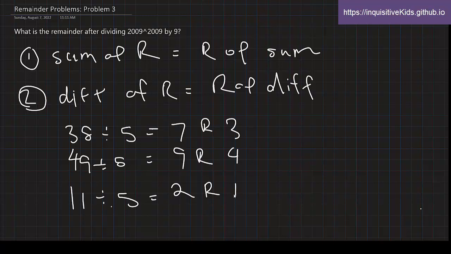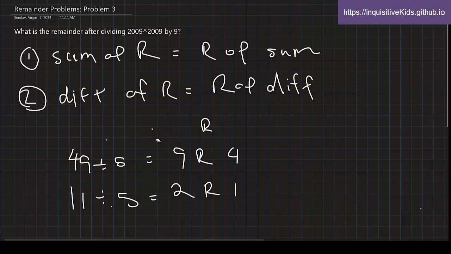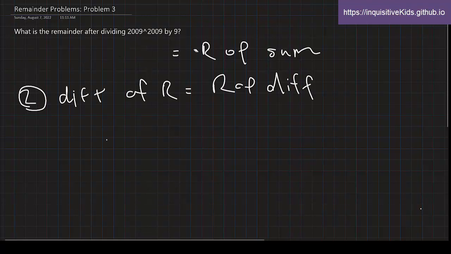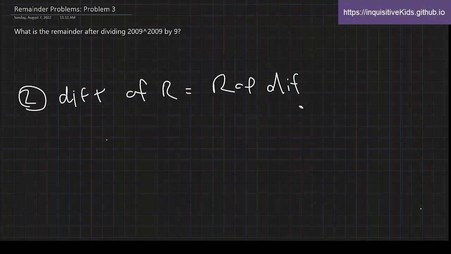Why do we get a remainder of 1? Well, because 11 is the difference between 38 and 49, and 1 is the difference between 4 and 3. So still, if you take this difference of the dividends and create a new division equation with it, then the remainders will subtract as well. And my final one, and you probably guessed what it is, multiplication, which is that the product of remainders is equal to the remainder of the product. I'm not going to explain that because I think you get the idea.